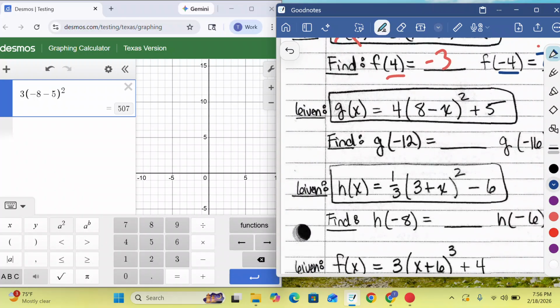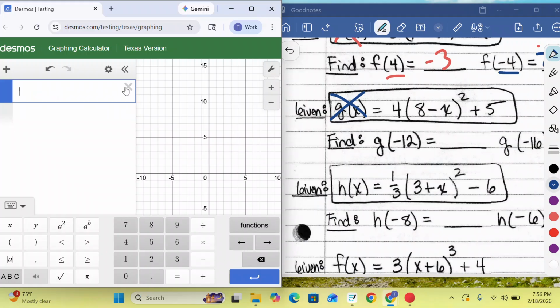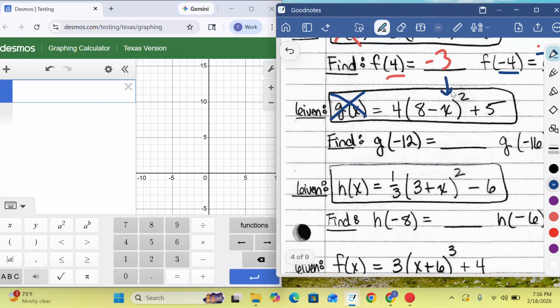So we're going to look at the next expression. I'm going to look at g of x, and remember, I'm going to get rid of g of x. I'm going to get Desmos cleared so we can do it. In this one, I'm going to do 4, open parentheses, 8 minus whatever x is, square, plus 5. And again, you've got to write down those parentheses. In place of x here, I'm going to just put -12. So once again, x is equal to -12. That's all I have to do. So I'm going to input it.